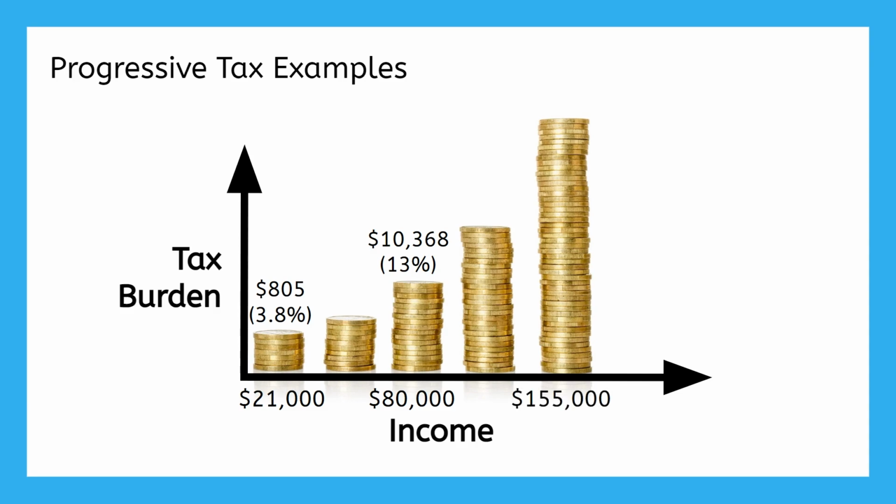Somebody making $155,000 a year might owe a little under $28,000, or about 18% of their income. You get the point. You earn more money, you're taxed at a higher percentage. The logic behind this is that those with more money are thought to be able to afford higher tax burdens without feeling the effects as much. There's actually a lot more to it, but you'll learn more about that in our video on tax brackets.